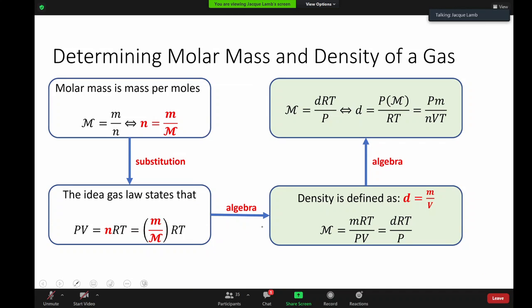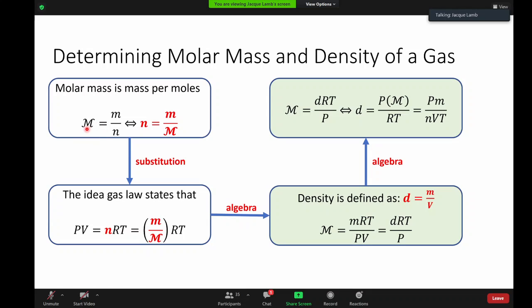We can use the ideal gas law to calculate the molar mass. We don't generally do this anymore. We usually use mass spectrophotometry, but this is a way of measuring the molar mass of an unknown gas. And we can do it this way.